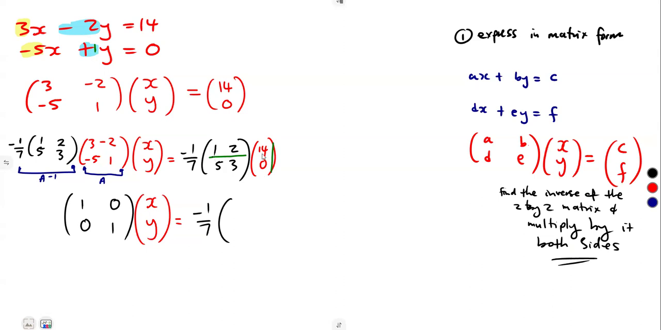So let's multiply 1 times 14, that's 14, plus 2 times 0, that's 0. Remember, a 2 by 2 can multiply a 2 by 1, and our answer is going to be a 2 by 1. So 14 and then, after that, this row and that column again. 5 multiplies 14, which is 70. 5 times 14, that's 70. 3 times 0, that's what?